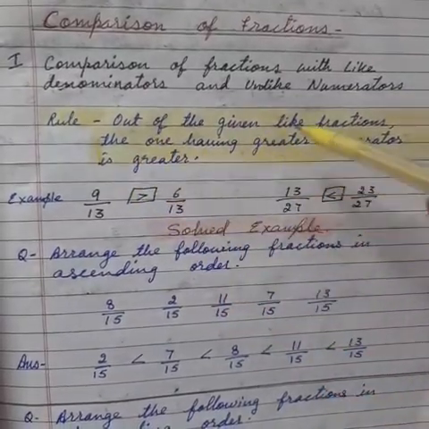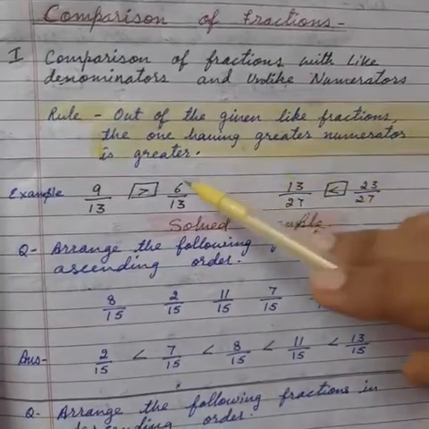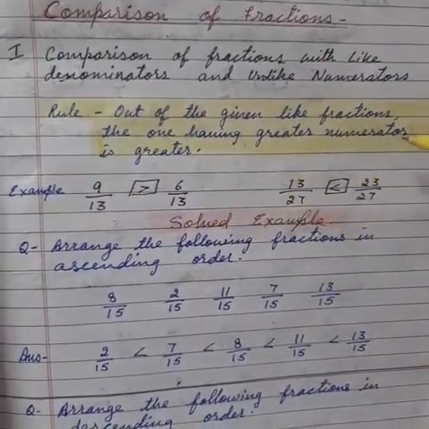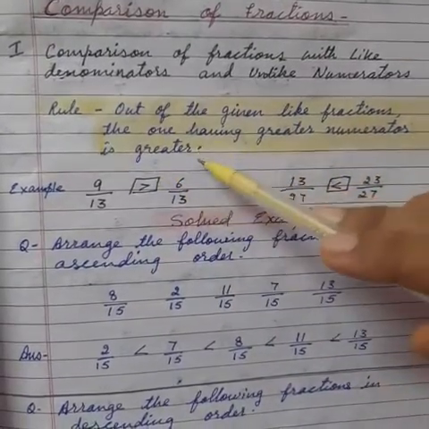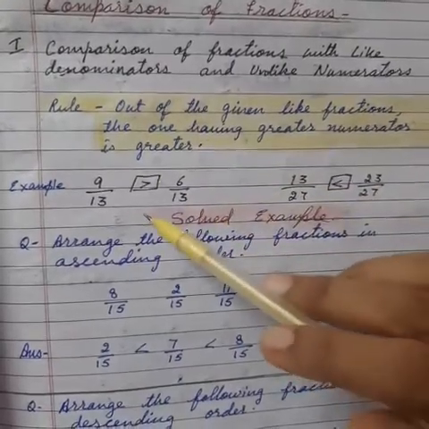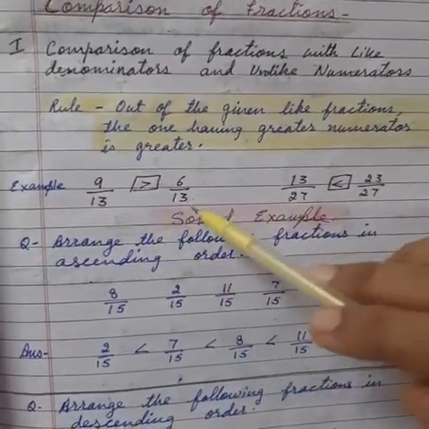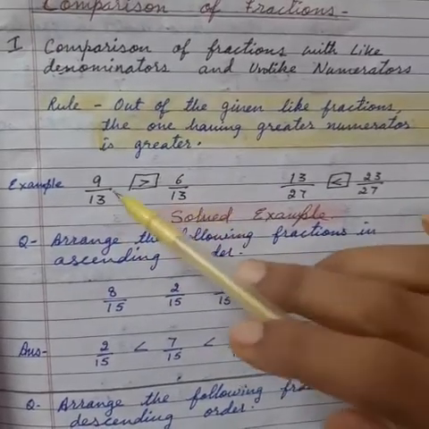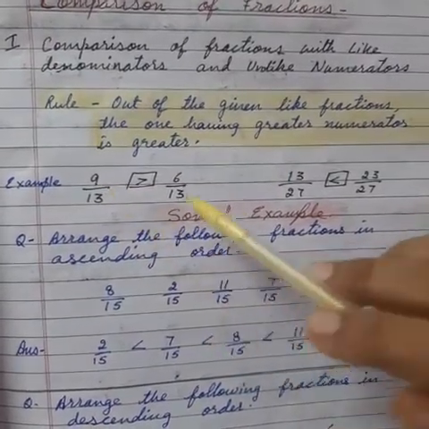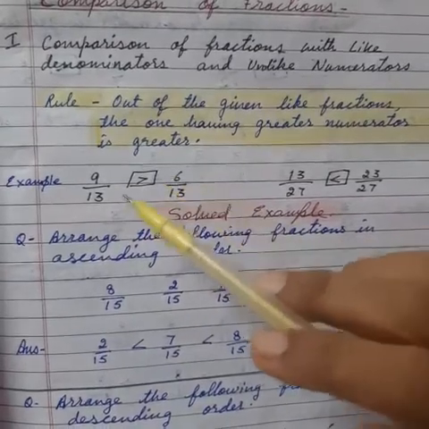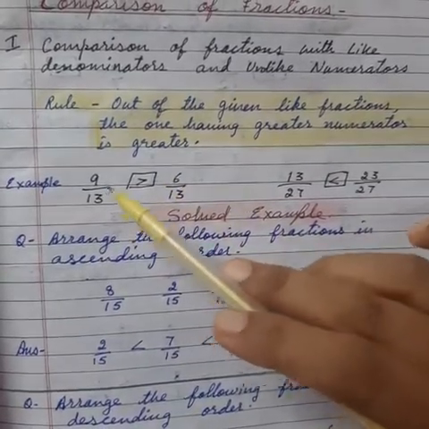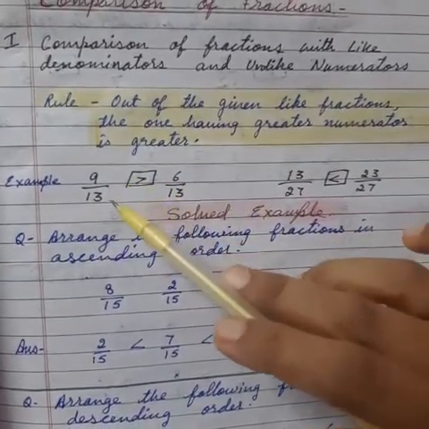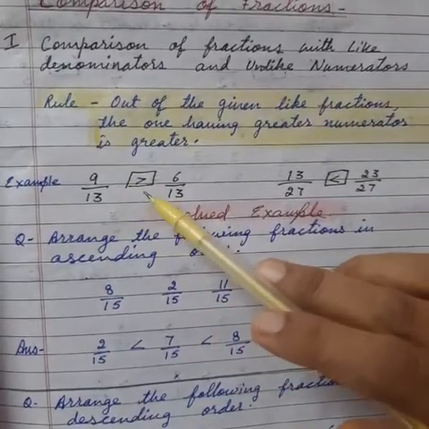Out of the given like fractions, the one having greater numerator is greater. So for example, you can see we have two fractions over here. Both of them have denominator 13 and numerator 9 and 6. So the greater number is 9. That is why the fraction 9 upon 13 will be a greater fraction.